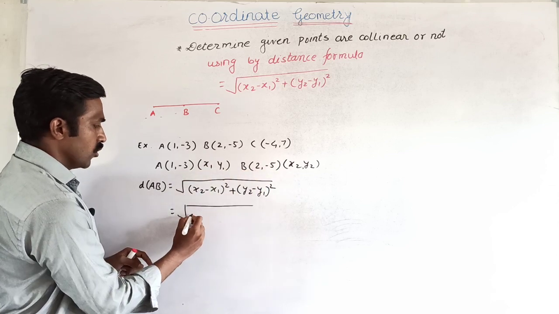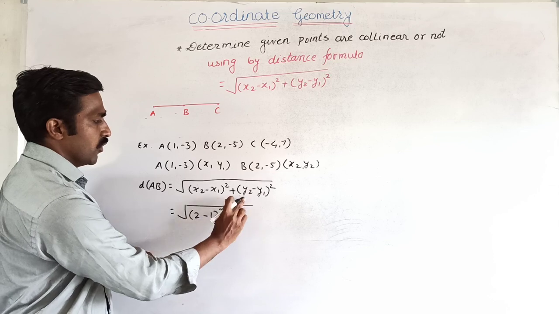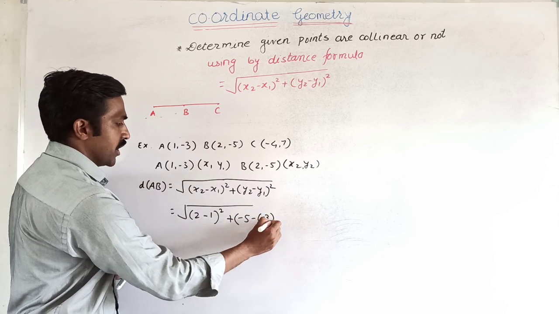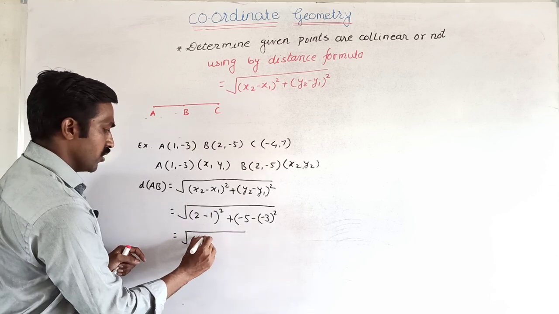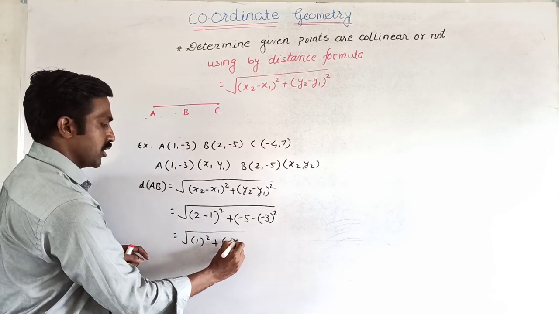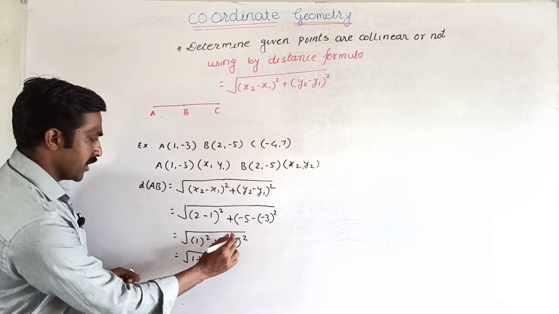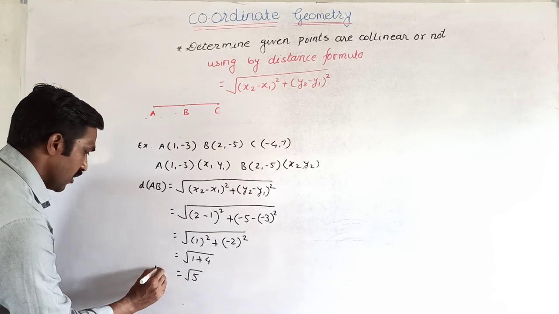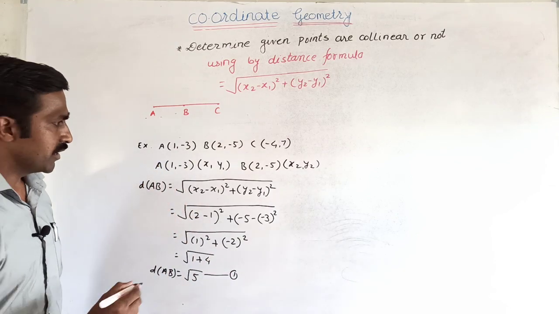Put the value of x2, 2, minus the value of x1, 1, whole square, plus the value of y2, minus 5, minus y1, 3, whole square, is equal to root of (2 minus 1) whole square plus (minus 5 minus 3) whole square, which is root of 1 square, 1, plus minus 8 square, 64... Distance of AB is equal to root 5. Equation number first.